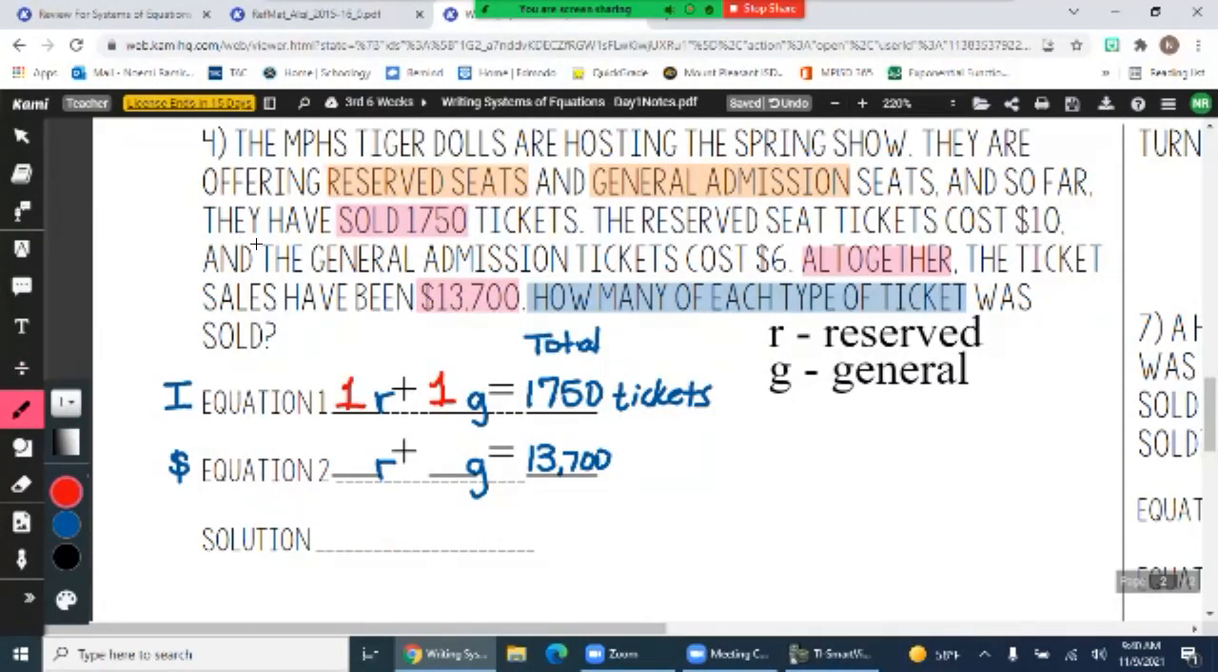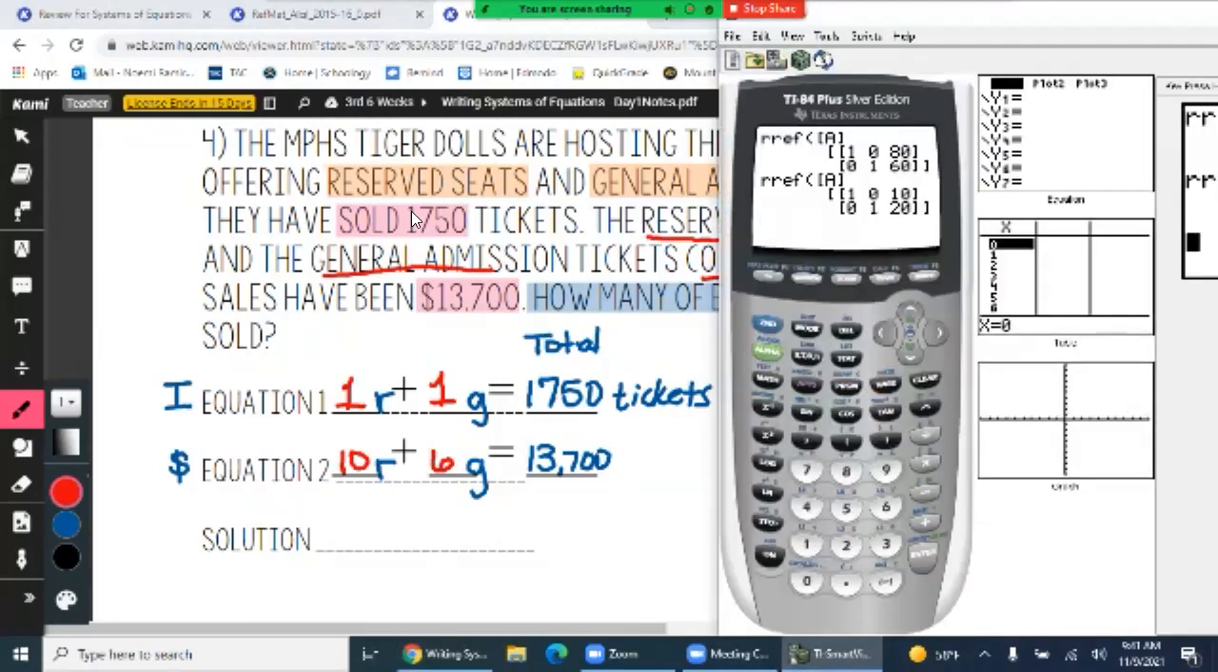And then for the second equation, if it's a dollar amount, then more than likely they're going to give you the cost of each. So for a reserved seat, the cost is $10. So I'm going to put 10 here. For a general admission, tickets cost $6. So I'm going to put 6 here. And I've created my equations.